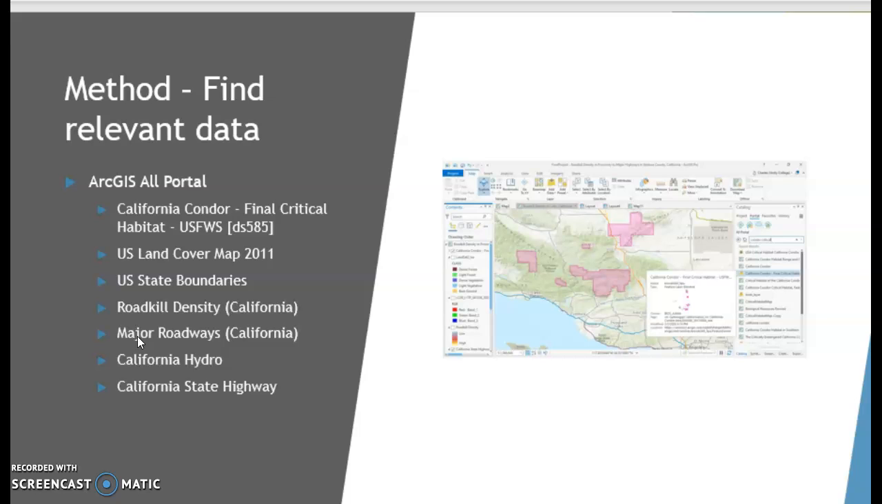I also added California Hydro, which is just the hydrography of California. So major lakes, streams, ponds, things like that. I added those because California condors don't only eat mammals, they'll scavenge for fish too. And that's one of the major ways that they actually hurt themselves, through lead poisoning in fish. So I had to add the California hydrography layer because it just makes sense. I also added the California State Highway layer, which helps illustrate the density of traffic within those areas of the highway.